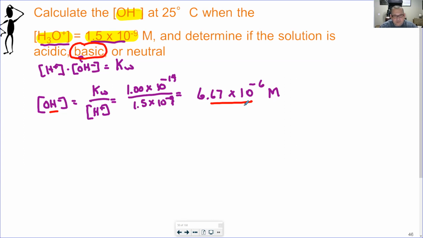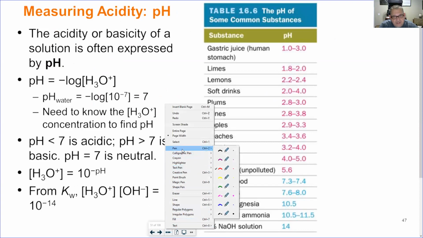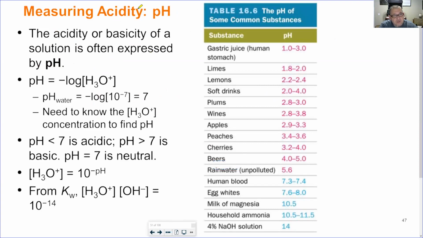So we need to be able to look at a solution and determine is it acidic, neutral, or basic. One of the common ways that we quantify the acidity, or the amount of acid concentration that exists in the solution, is with this term called pH. It's a measure of acidity, and it's also a measure of basicity. So either of these terms can be expressed by pH. Now, pH is equal to the negative log base 10 of the hydrogen ion, or the hydronium.